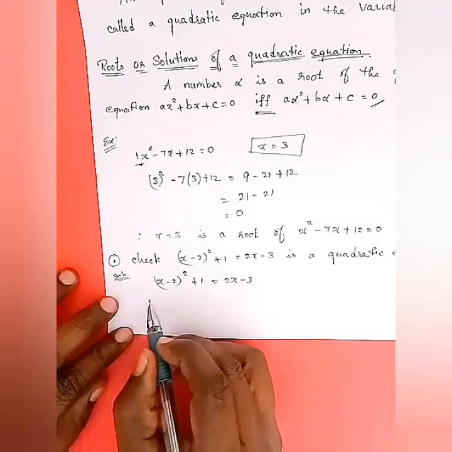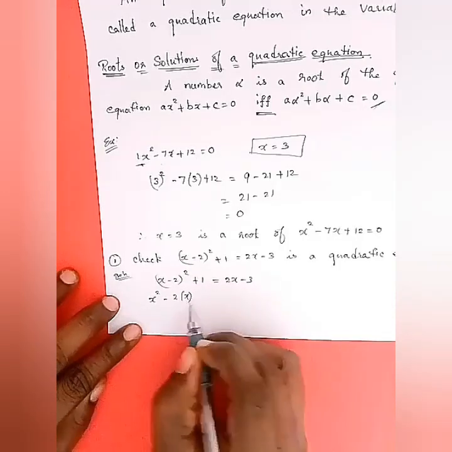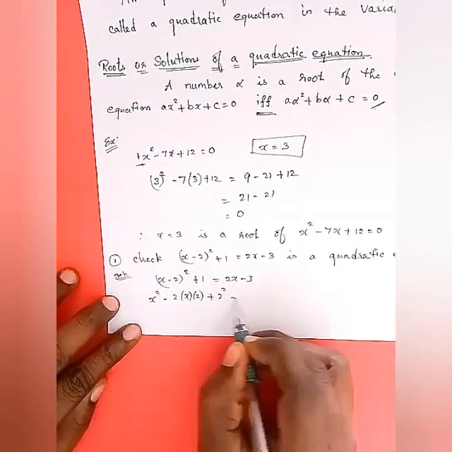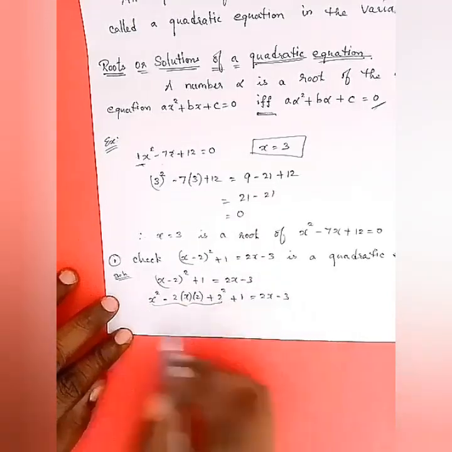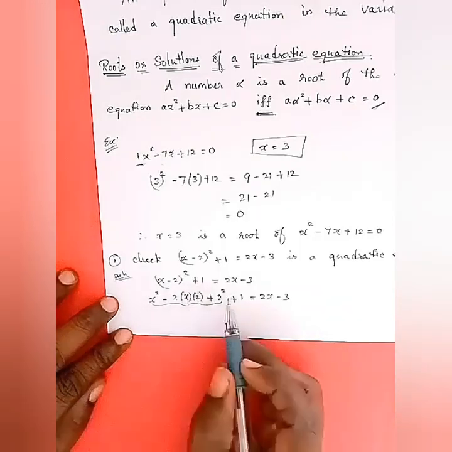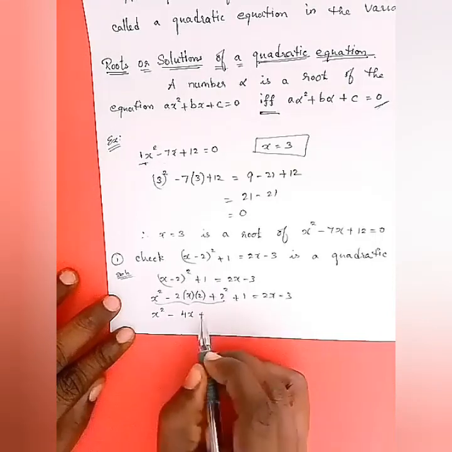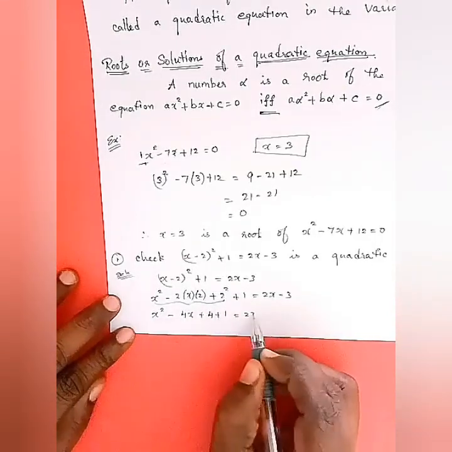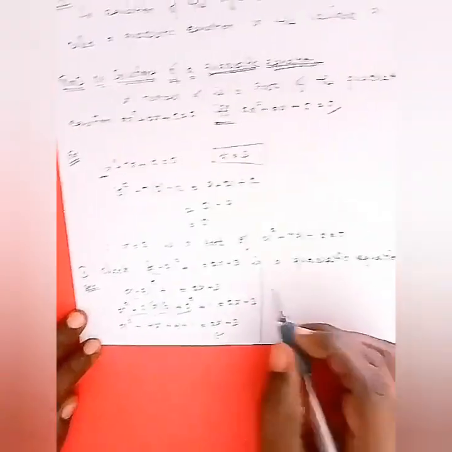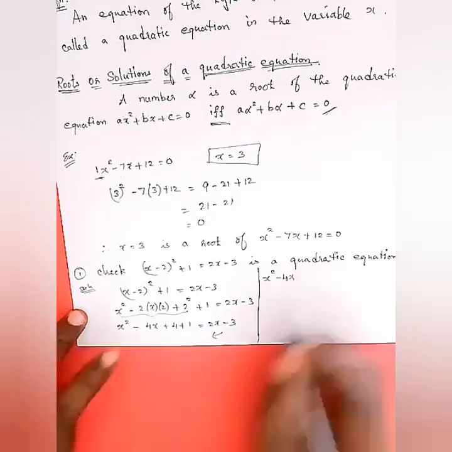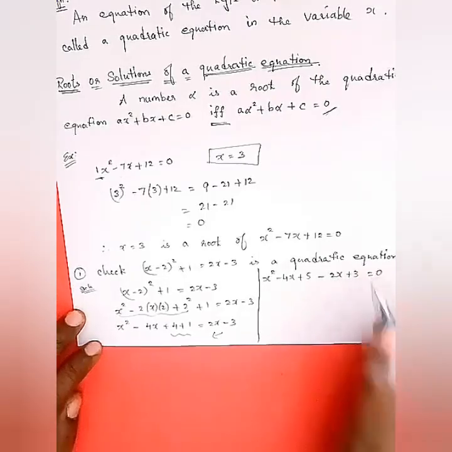So x minus 2 whole square, so a minus b whole square formula, a square minus 2ab plus b square, gives x square minus 4x plus 4. This is x minus 2 whole square formula, and this plus 1 as it is here and equal to 2x minus 3. That is x square minus 4x plus 4 plus 1 equal to 2x minus 3. Now take everything to the left hand side. x square minus 4x, here 4 plus 1 is 5, minus 2x plus 3 equal to 0.